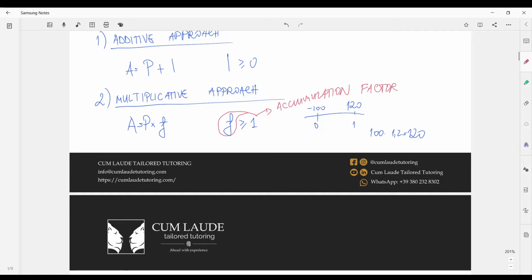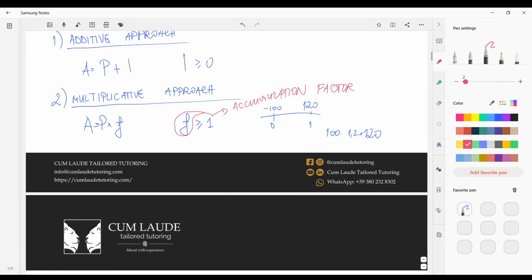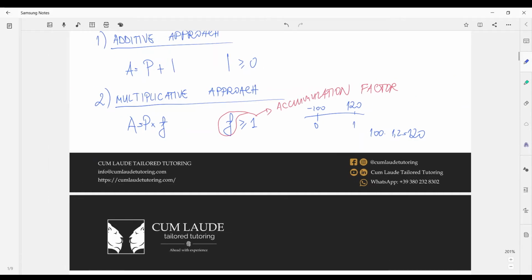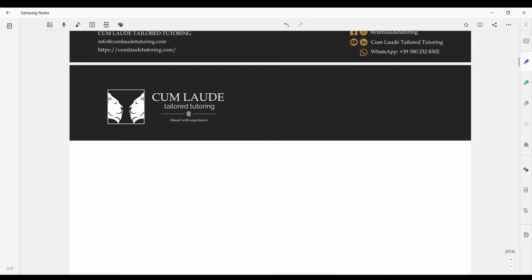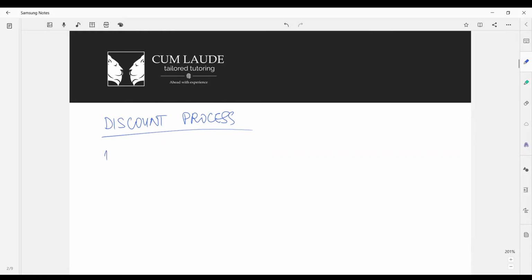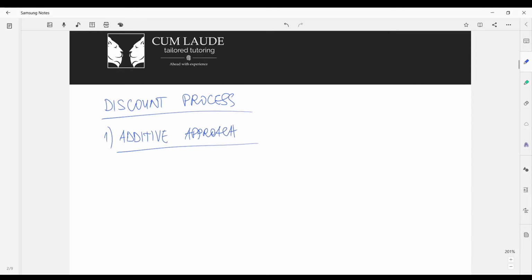Now, going further, we need to speak also about the corresponding approaches for the discount process. If I speak about the discount process, what we are going to have is the following. Again, we have the additive approach, and the additive approach is saying this. The present value of money that I have today is equal to the nominal value minus the amount of discount.